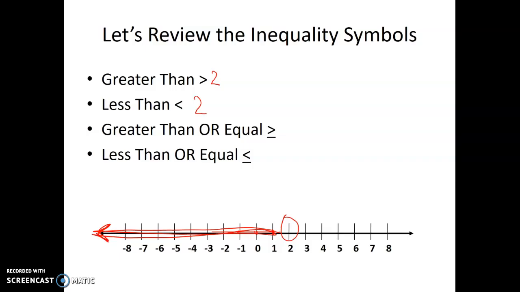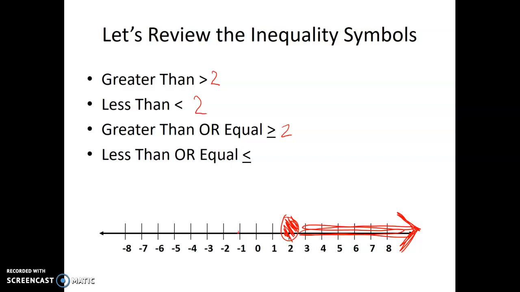Now, here's where we're going to change it up a little bit. When I get to a value like greater than or equal to a number, let's say I want to graph all the values greater than or equal to 2. Now I ask myself, can 2 be part of the solution? Yes, because I said it can also equal to. Therefore, I'm going to shade it in, and I'm going to highlight all the values that are greater than 2 as well.